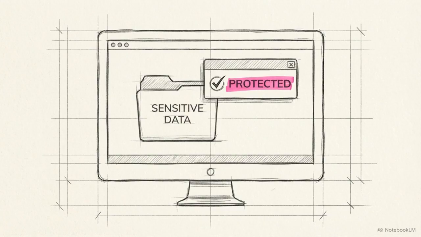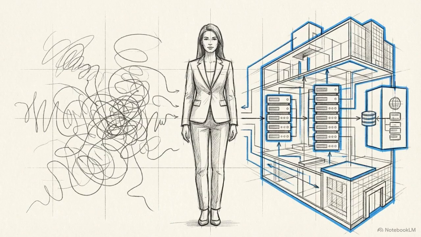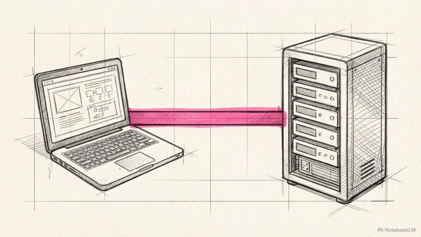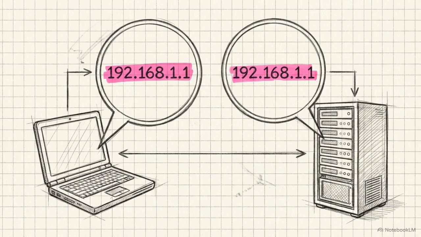OPSEC refers to the process of identifying and protecting sensitive information that could be exploited by an adversary. Mastering dark web threat intelligence requires abandoning Hollywood hacker fantasies and understanding the underlying cryptographic engineering that makes this network function. Let's start with the baseline. On the standard surface web, your browser connects directly to a host server. Your computer knows where the server is, and the server knows your IP address.